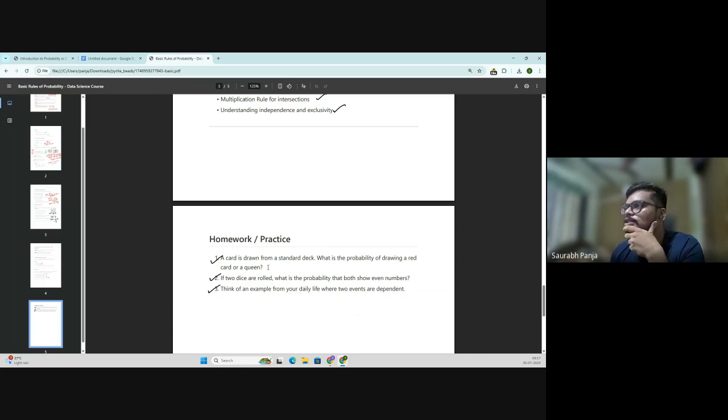Okay. A card is drawn from a standard deck. What is the probability of drawing a red card or a queen card? Do you want to solve it? You guys have pen and paper now, so if you want to solve it, let me know when done.